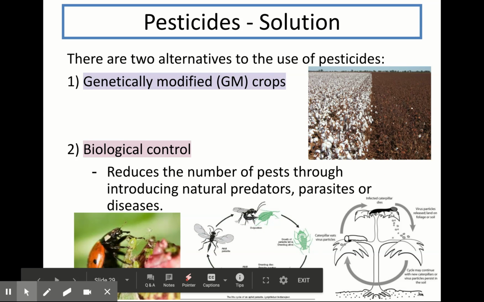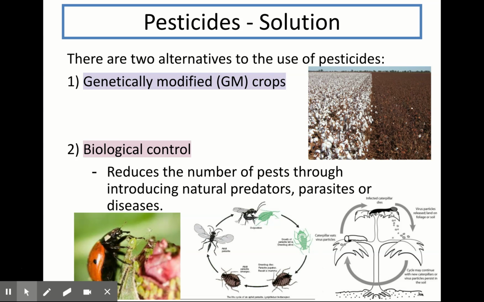On the left-hand side, we have a picture of a ladybird. Ladybirds are natural predators of green flies, which are a type of pest. Green flies damage the crop plant and therefore reduce the crop yield. So what you can do as a farmer is use biological control by releasing the ladybirds, and they will eat or prey on those green flies, which will reduce the number of green flies and therefore reduce the damage to the plants as well.